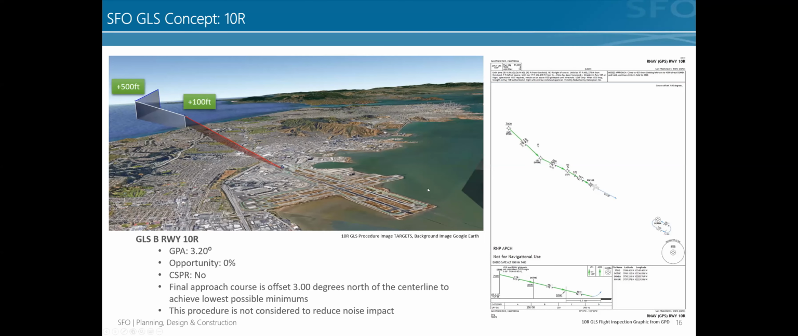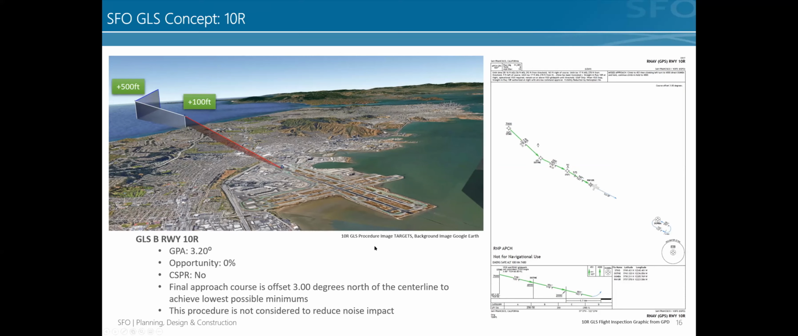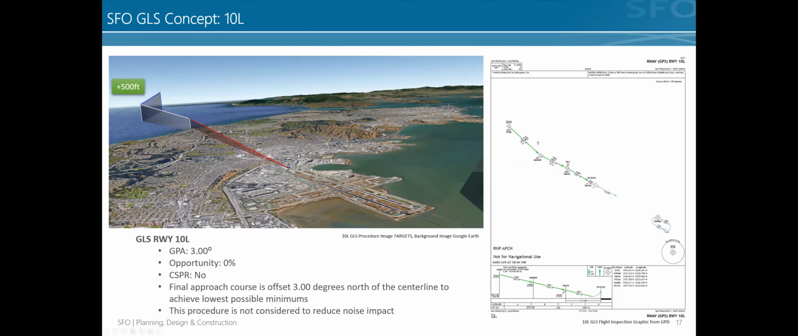So this is what it looks like on the 10 right aspect. And this is what it looks like on the 10 left side if we were to do that as well. On 10 right, we do have a little bit of an opportunity to increase the altitude. So you see here, we can get about 100 feet higher at the start of the final approach. We actually have opportunities to get much higher out here over the water, but I didn't think that'd be interesting for a noise discussion. For 10 left, we do not have that opportunity.